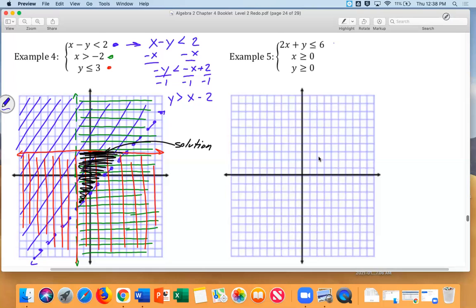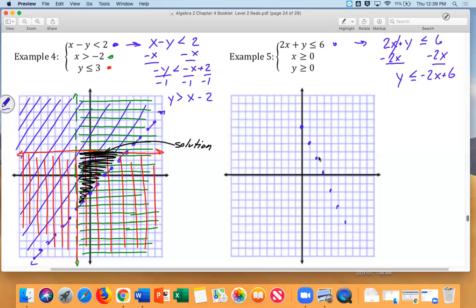Example 5. All right, we're going to get 2x plus y is less than 6 minus 2x. So we start at 6, 1, 2, 3, 4, 5, 6. We're going to go down 2, to the right 1.